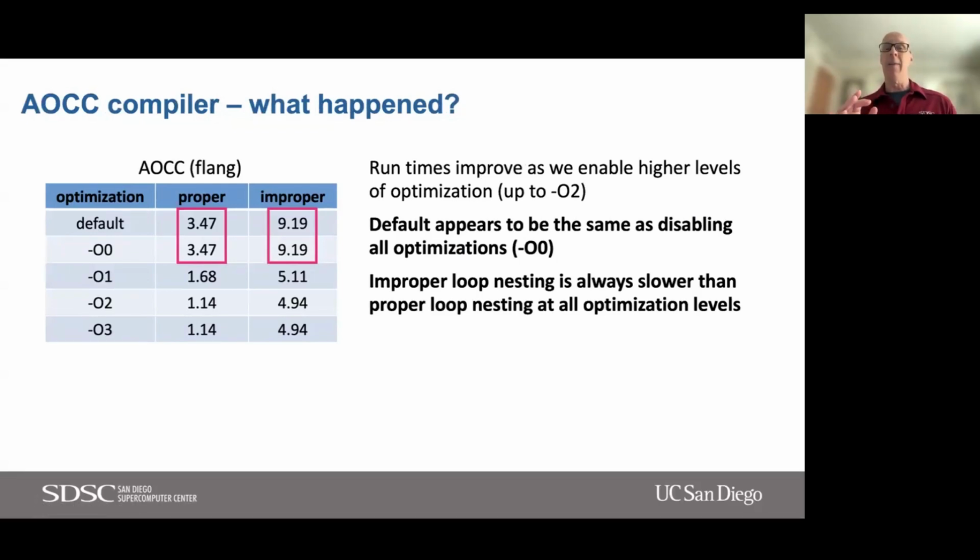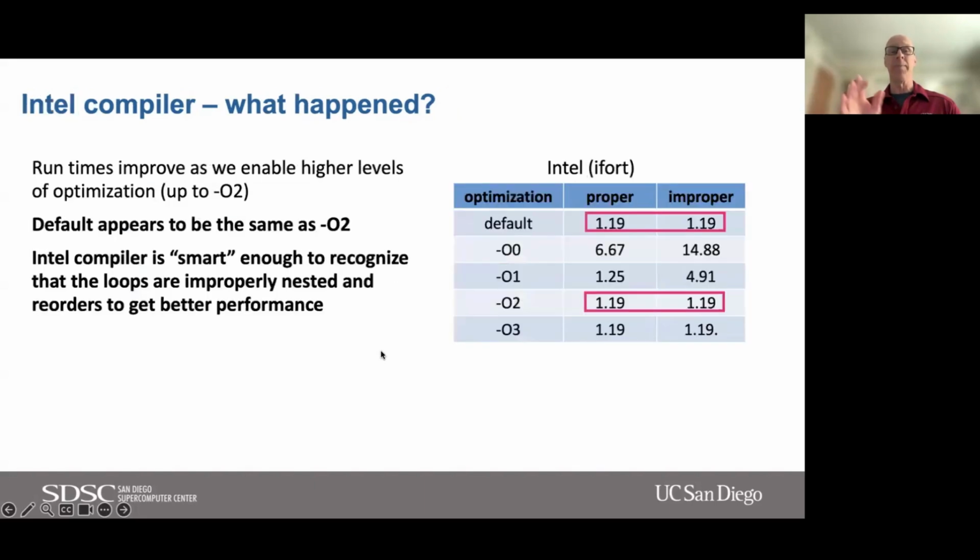With the AMD compiler, as I mentioned, runtimes improve as we enable higher levels of optimization up to -O2. The default appears to be the same as disabling all optimizations. This is a really, really key point. I mentioned that the default can vary from compiler to compiler. For many compilers, the default is -O2. Here, for the AMD compiler, if you do not specify an optimization level, you will get -O0 and you will have the slowest running code. Also notice the improper loop nesting is always slower than proper loop nesting at all optimization levels.